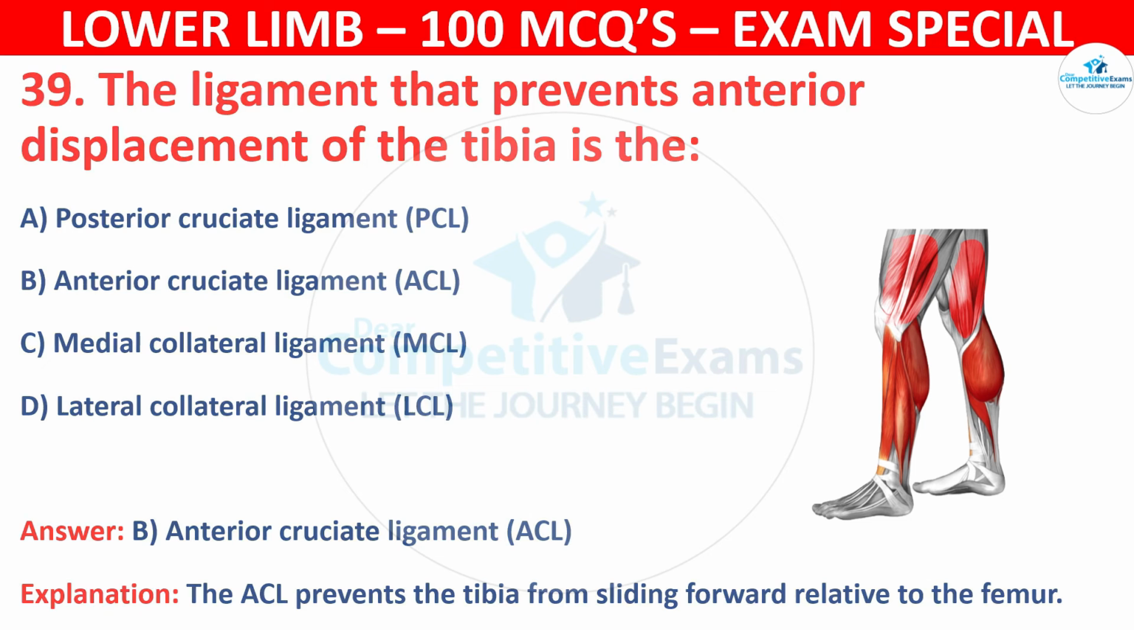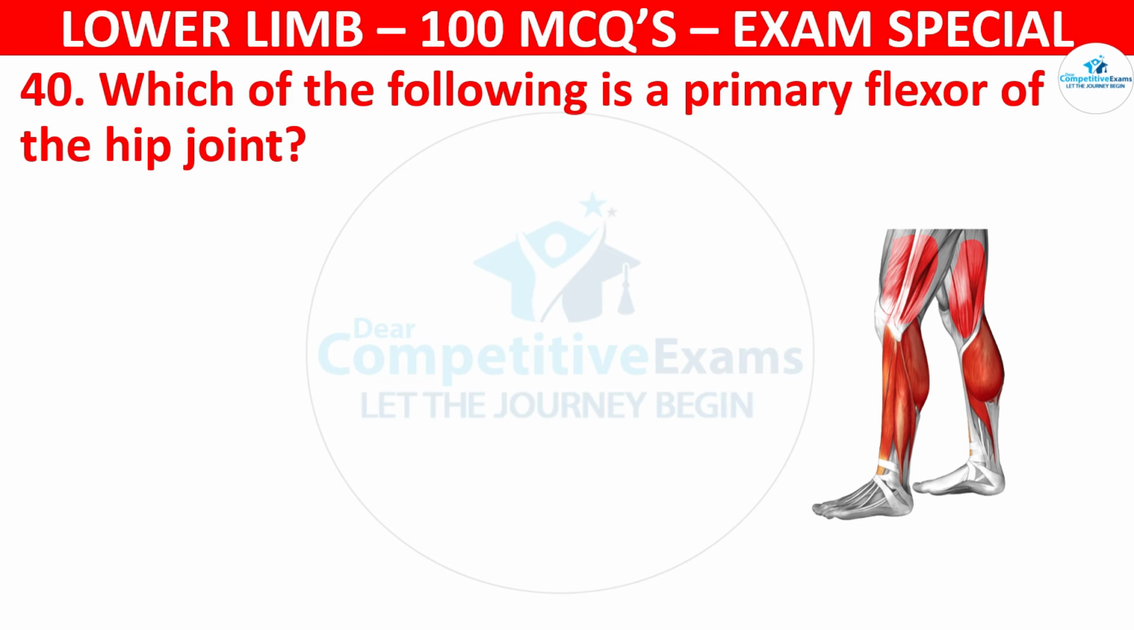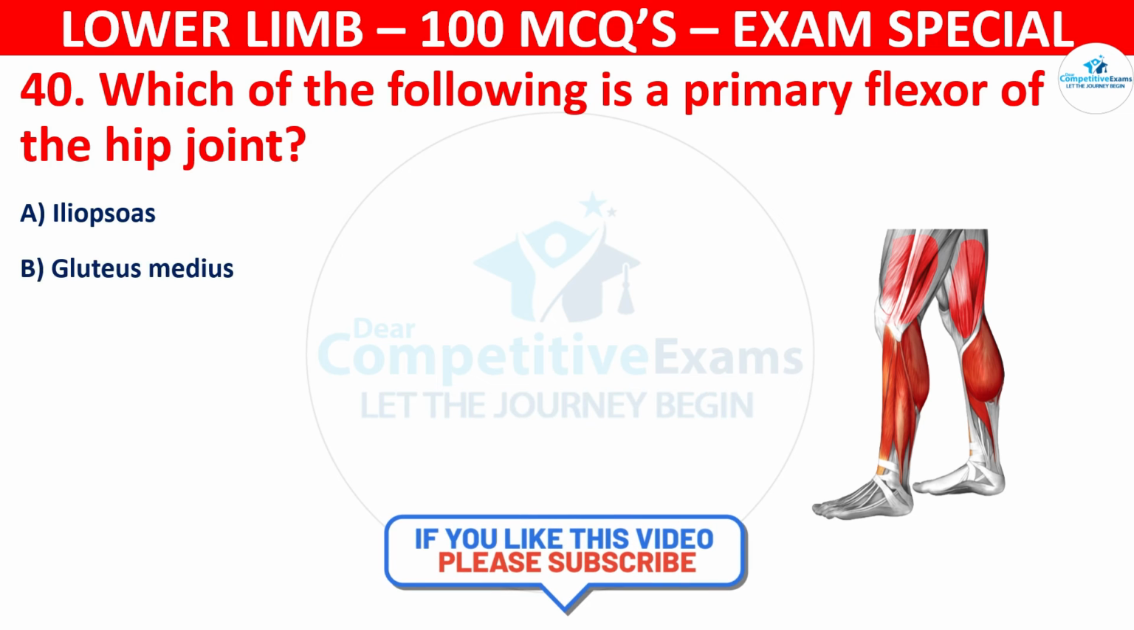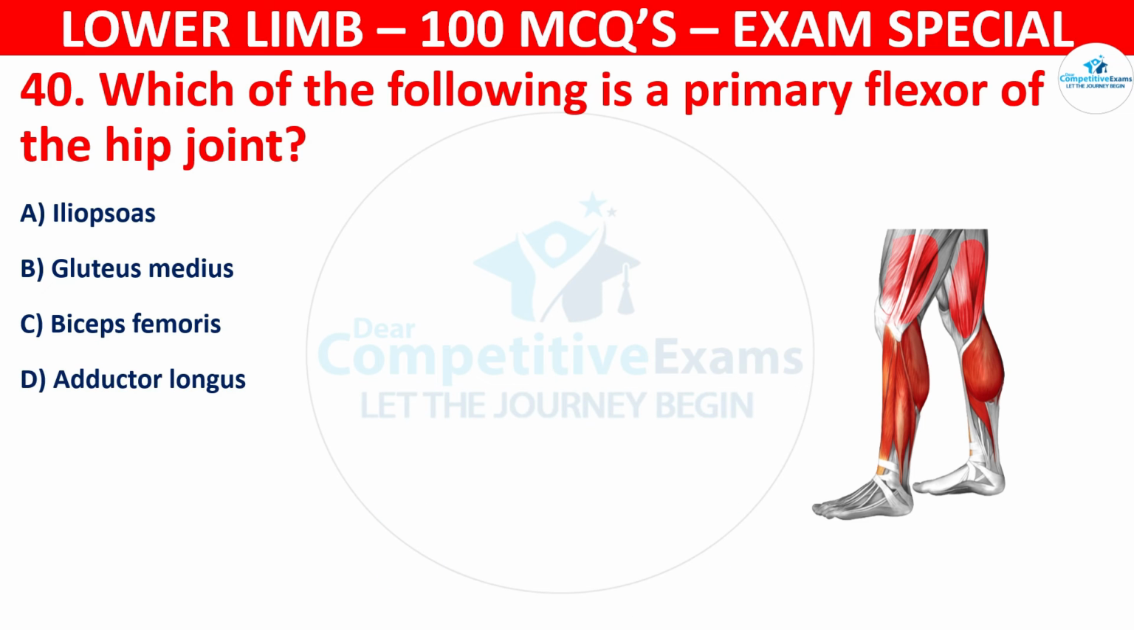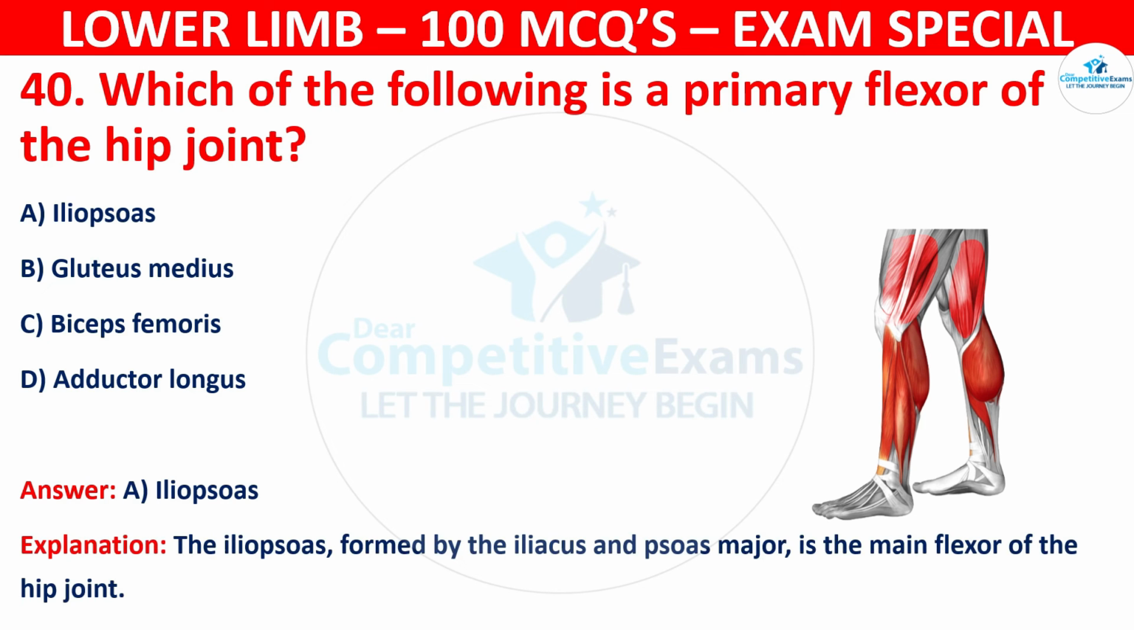Question number 40. Which of the following is a primary flexor of the hip joint? Your options are iliopsoas, gluteus medius, biceps femoris, or adductor longus. The correct answer is A, that is iliopsoas. The iliopsoas is formed by the iliacus and psoas major. It is the main flexor of the hip joint.